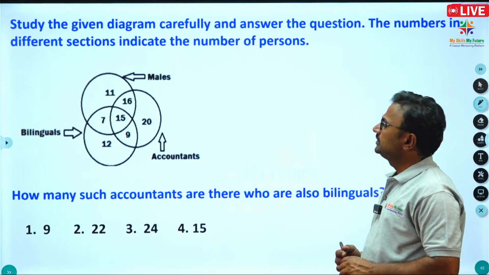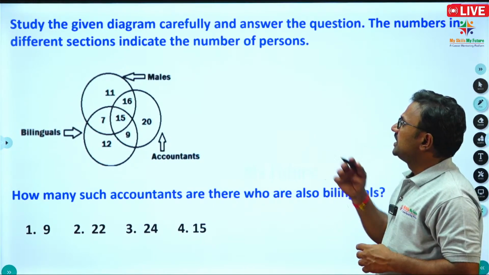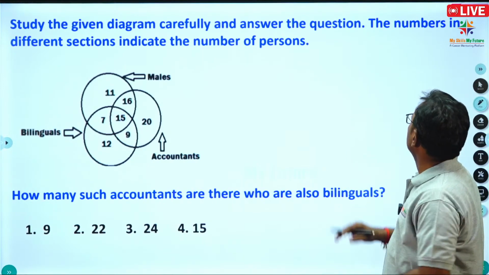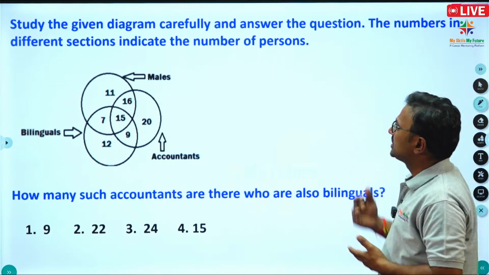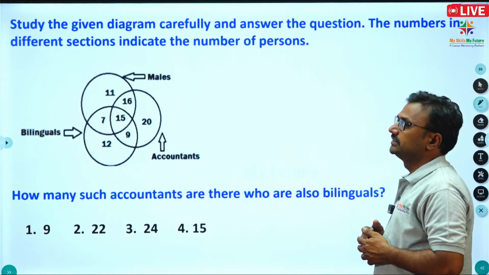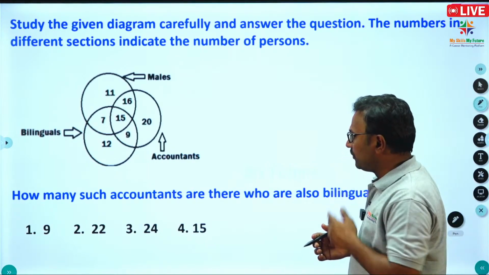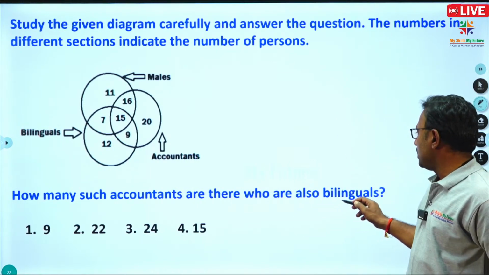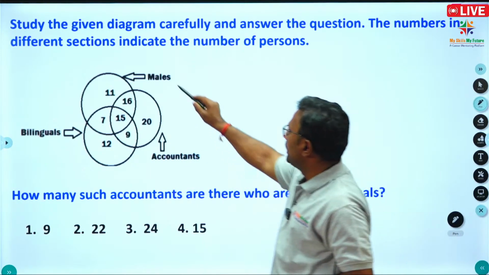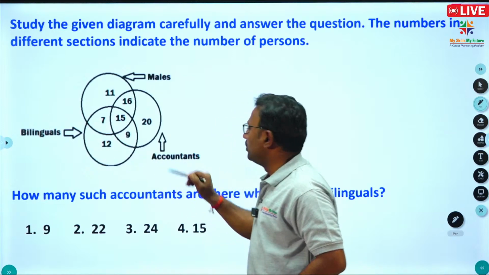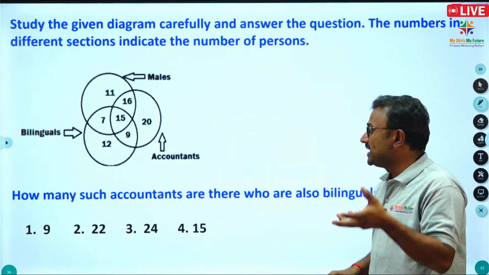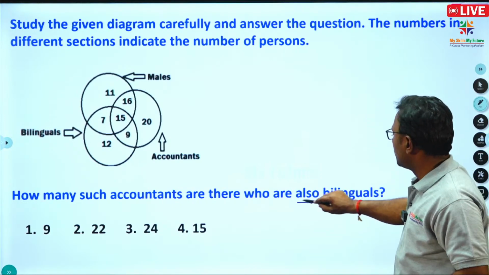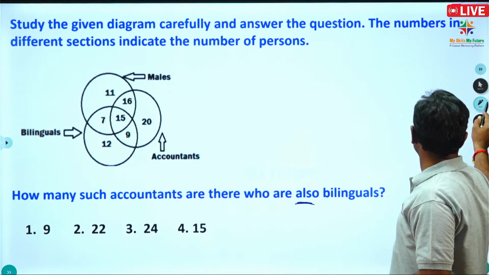See the question here. Study the given diagram carefully and answer the question. The numbers in different sections indicate the number of persons. So what do we need to find? How many accountants are there who are also bilinguals? The diagram shows males, bilinguals, and accountants. We need to find how many accountants belong to bilinguals.